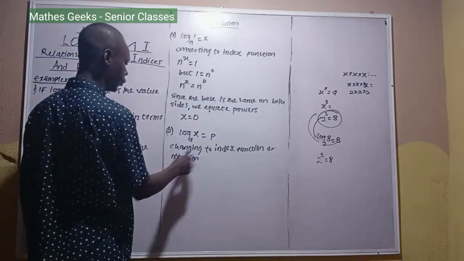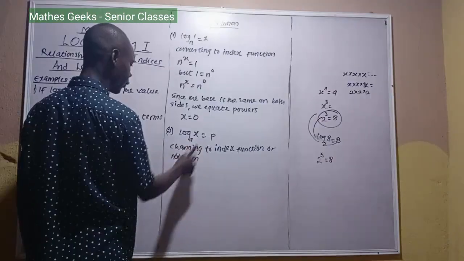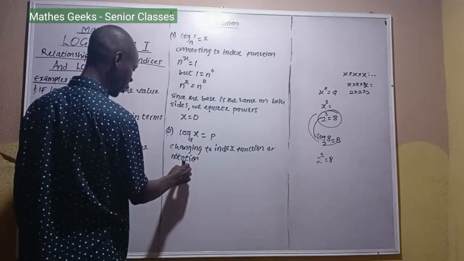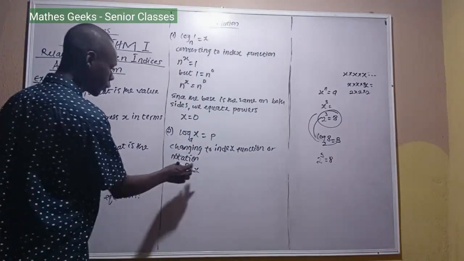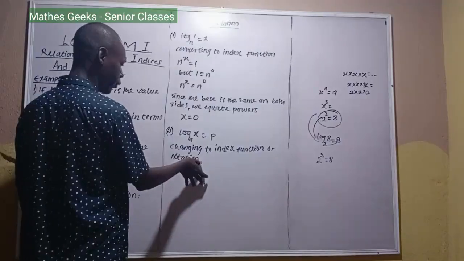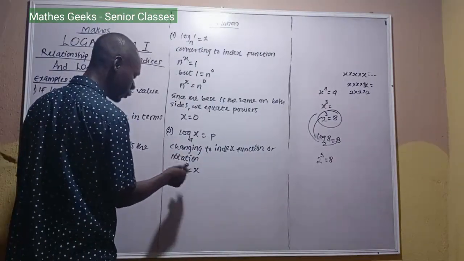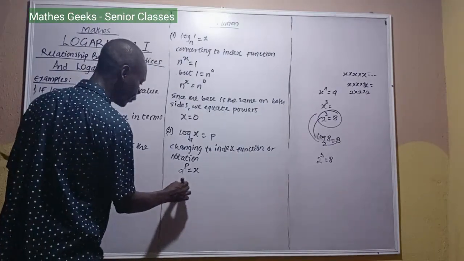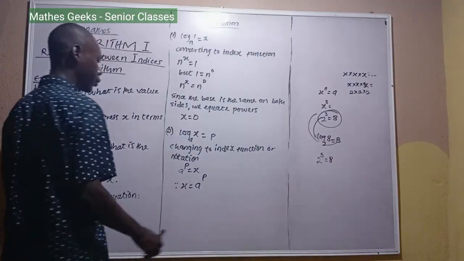Log x to the base a equal to p will give us a raised to the power p is equal to x. Since x is already the subject of the formula here, there's nothing that needs to be done anymore. So therefore x is equal to a raised to p. That's your answer.